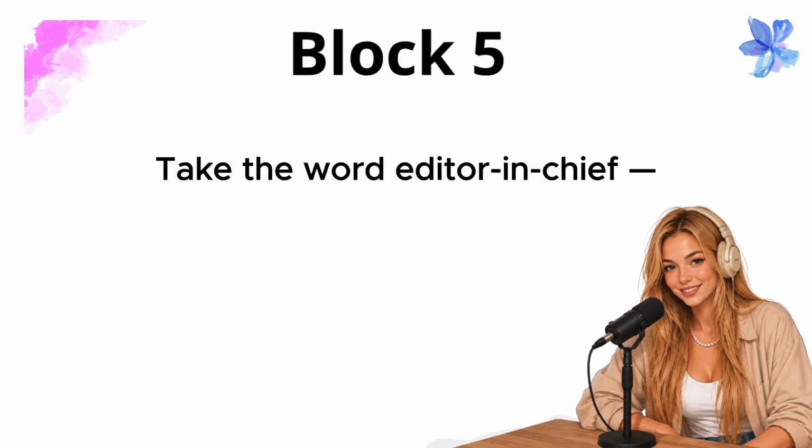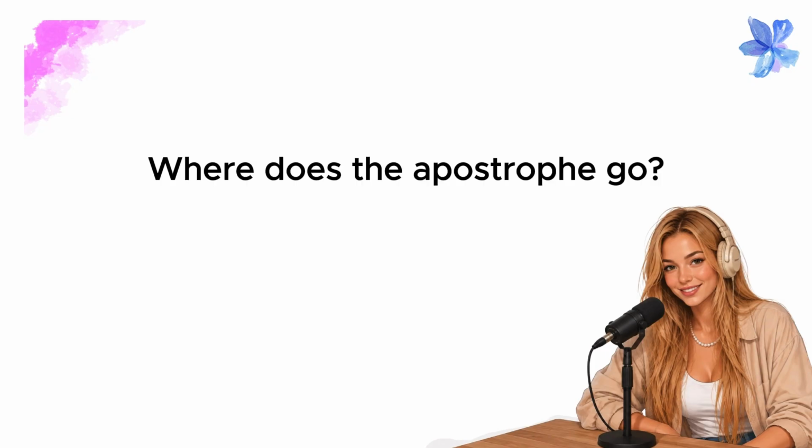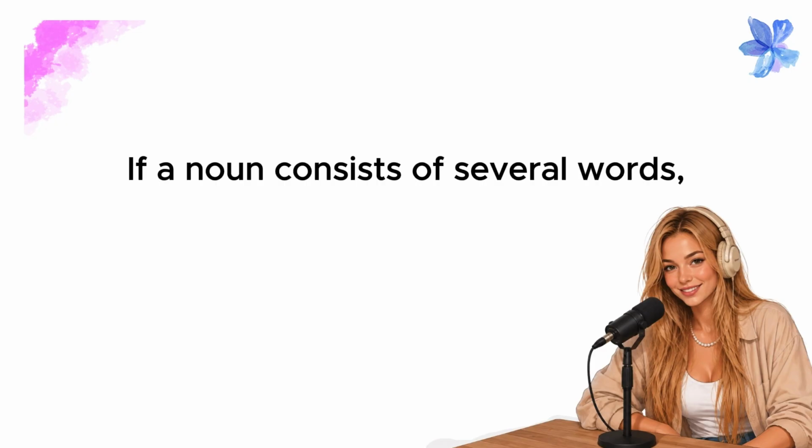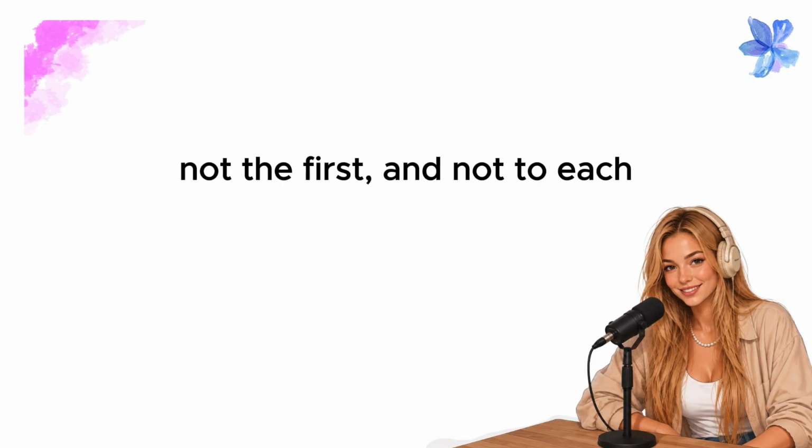Take the word editor-in-chief. Three whole words joined by hyphens. Where does the apostrophe go? If a noun consists of several words, apostrophe S is added to the last word, not the first, and not to each word.